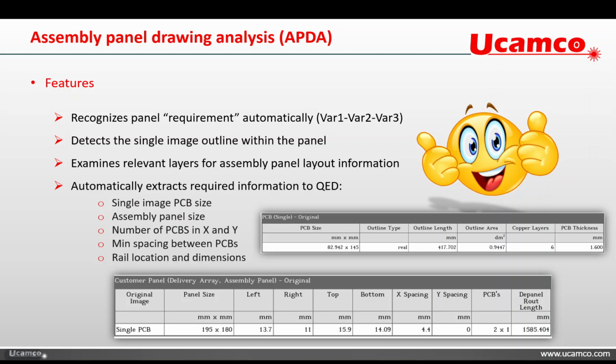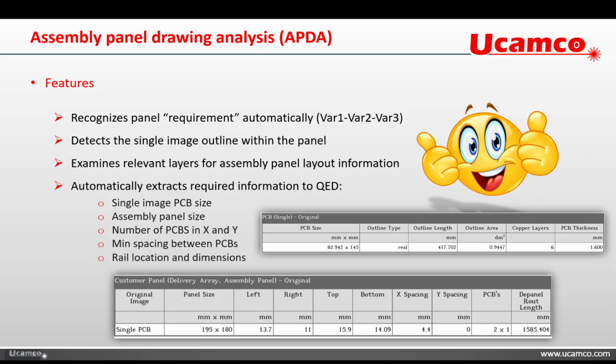It will then examine all relevant layers for assembly panel layout information, the things that you saw on the right, usually these drawings where the position of the single PCBs in the panel is drawn and then the border around it. That is going to be the next part of the exercise. That's where it will try to find and extract the information from.